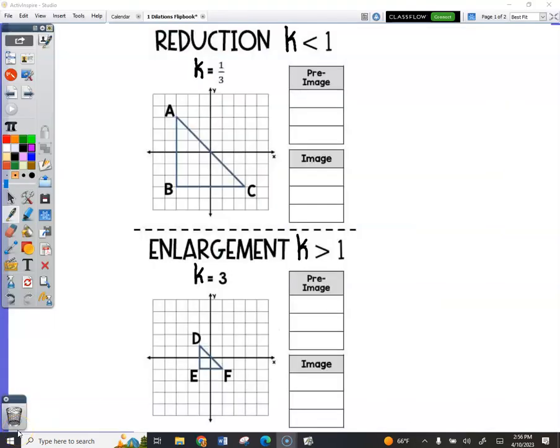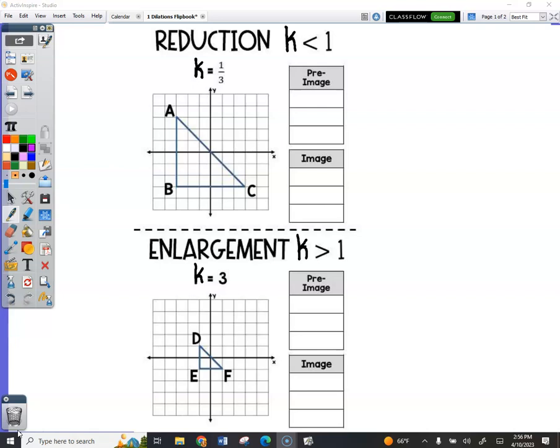All right, we're going to look at dilations. We're going to spend 2 days on dilations because there's a lot to talk about with it. And, of course, I want to make sure you know how to do it, how to dilate, because this will be on your quiz, which will be later this week, okay?